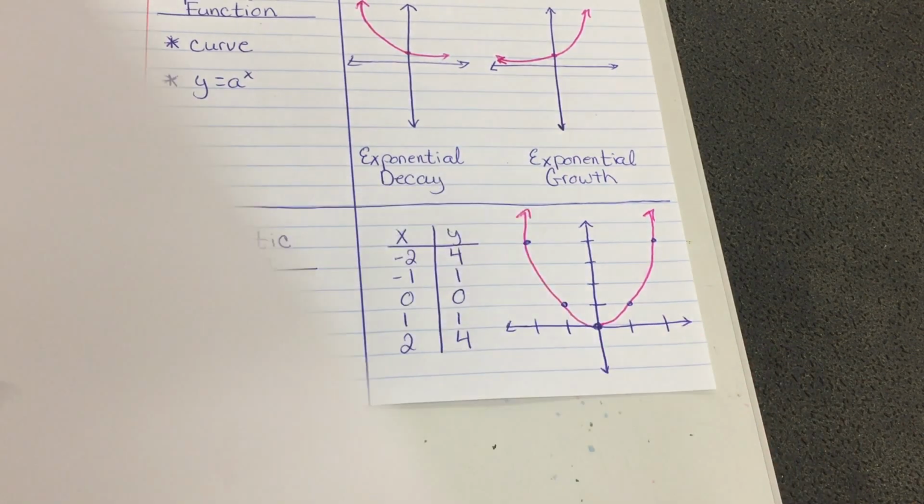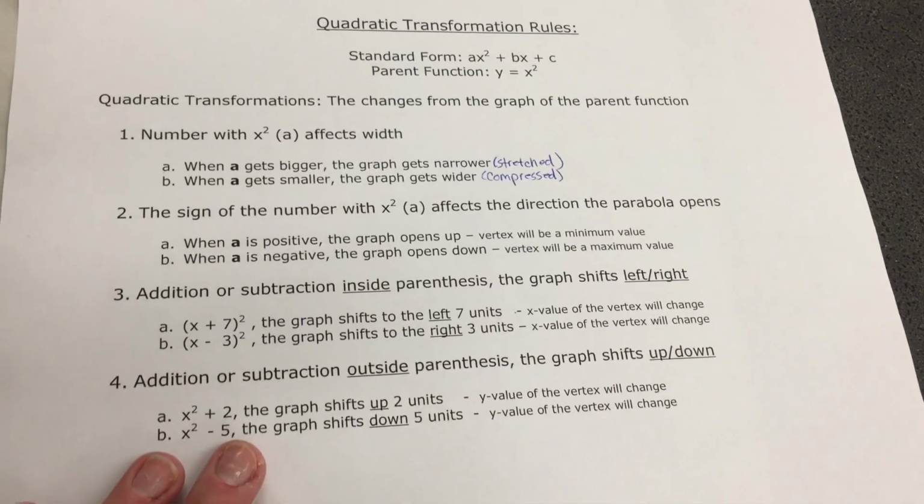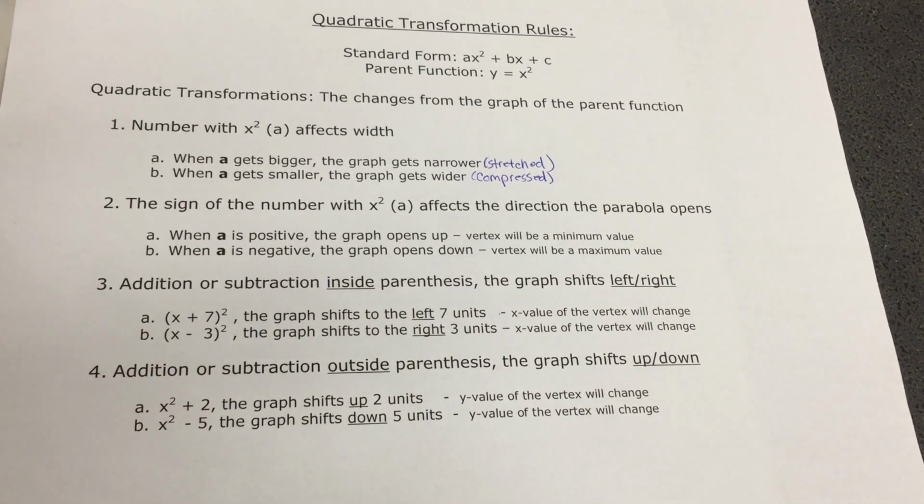Now, there is a difference. I also have this handout for you. Please do not write it down. I have this handout for you in class. Please do not write it down. There's a difference between the standard form and the parent function. The standard form is ax squared plus bx plus c. The parent function is y equals x squared. The quadratic transformation: we're talking about the parent functions and the transformations that can take place on a quadratic function, the changes to the graph of the parent function.